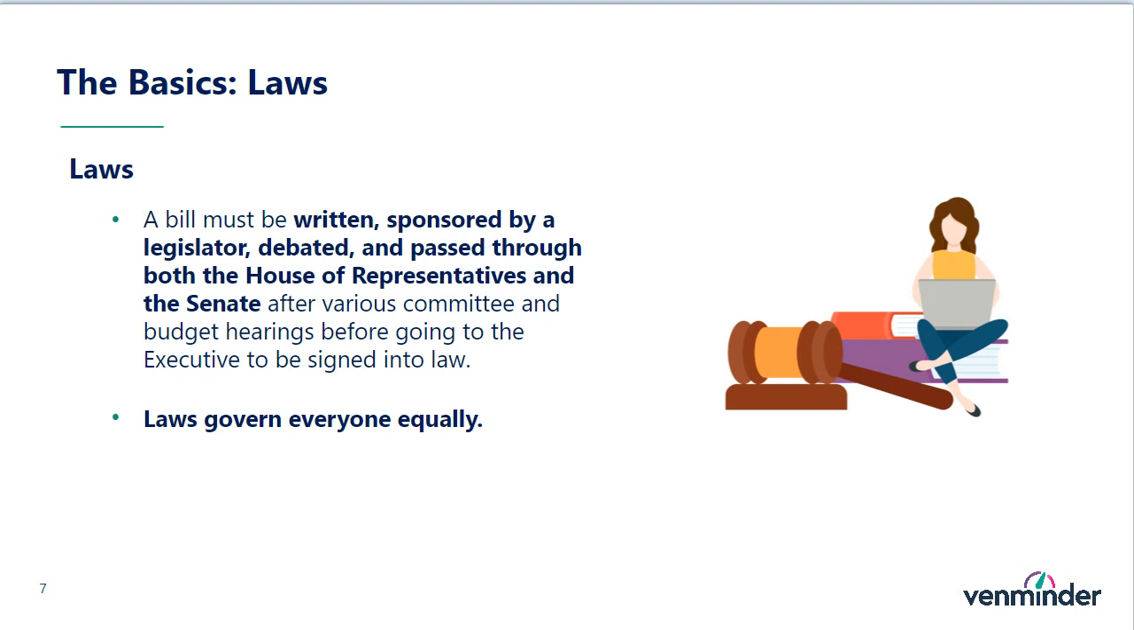But the long and short of it is that laws must go through the legislative process, which includes sponsorship and debate, passage through Congress. And then they have budget hearings and finally executive approval. Once a bill becomes a law, it governs everyone equally.